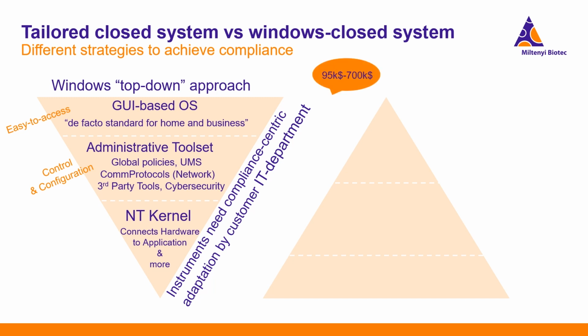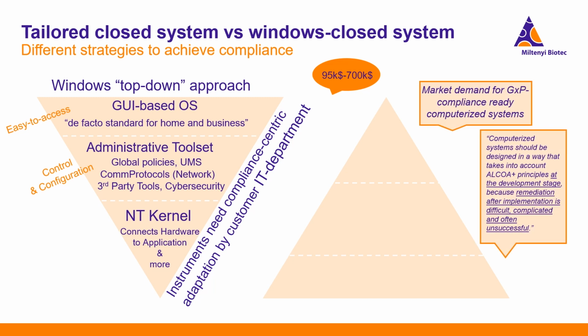However, when purchasing a flow cytometer or any other GMP instrument in a price range as big as, let's say, 100 to 700,000 US dollars, it is desirable to achieve compliance out of the box rather than having to implement it as a customer and then waste further funds on that. Given the market demand for GMP compliance readiness, based on our core principles at the development stage, we at Miltenyi decided to tackle a different approach.